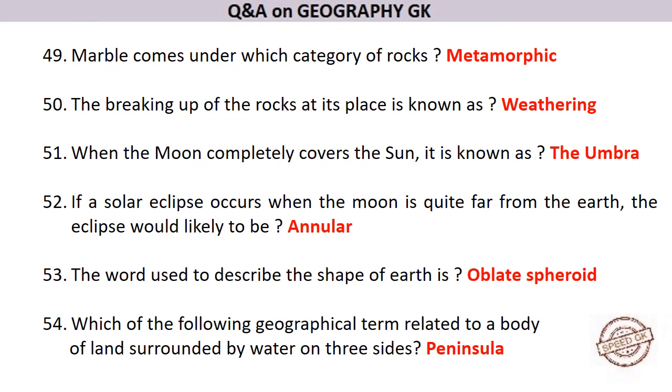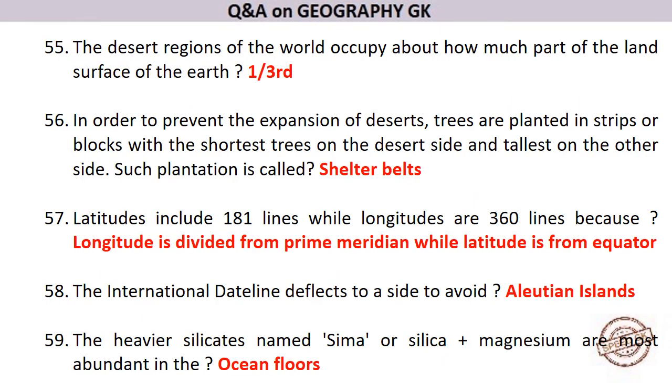When the moon completely covers the sun, it is known as umbra. If a solar eclipse occurs when the moon is quite far from the earth, the eclipse is likely to be annular. The word used to describe the shape of earth is oblate spheroid. Which geographical term is related to a body of land surrounded by water on three sides? Peninsula.